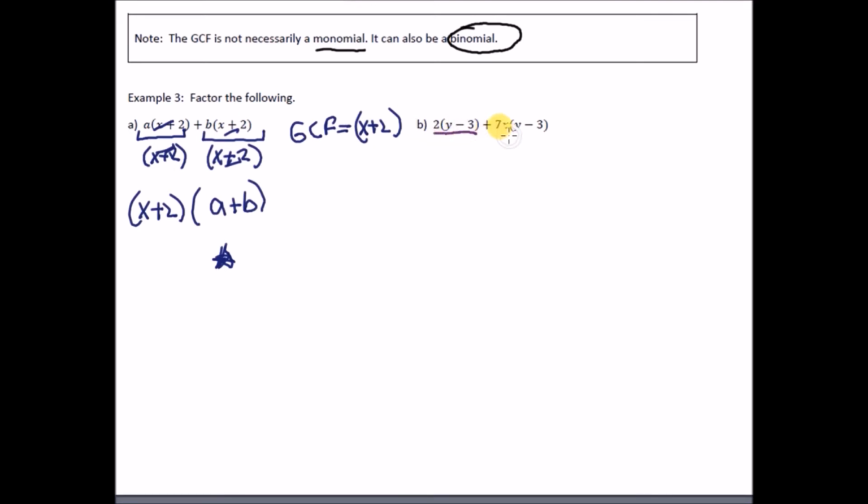This right here is one term. This right here is another term. What is common between these two terms? y minus 3. Okay, so the greatest common factor is y minus 3.